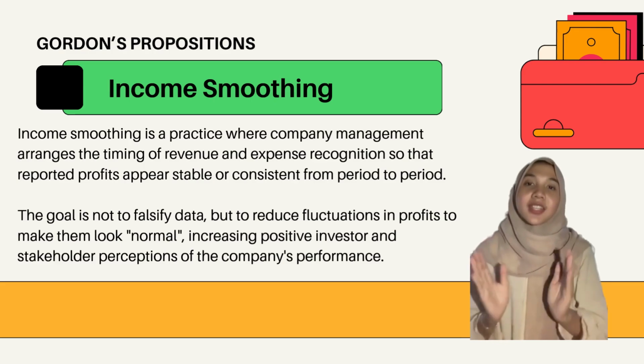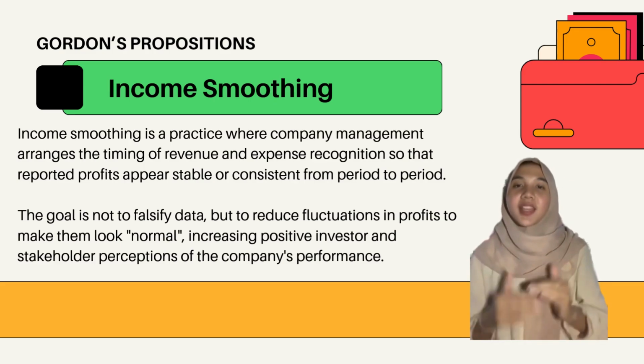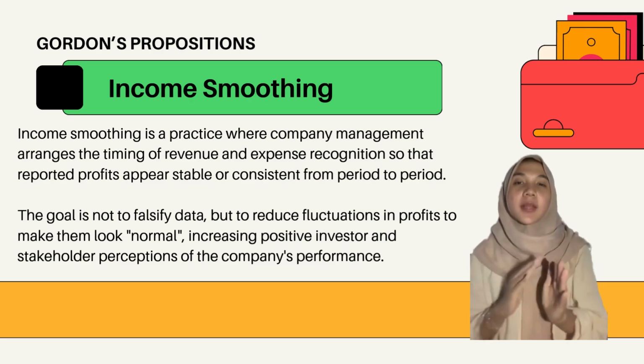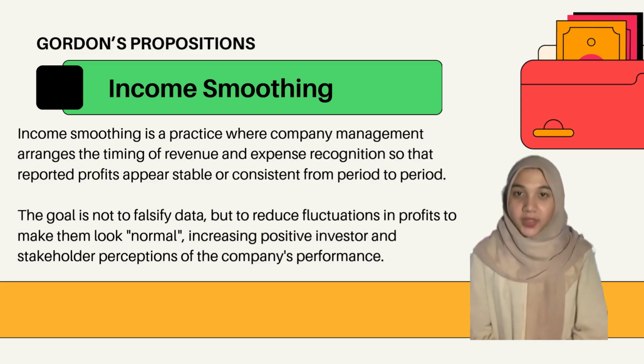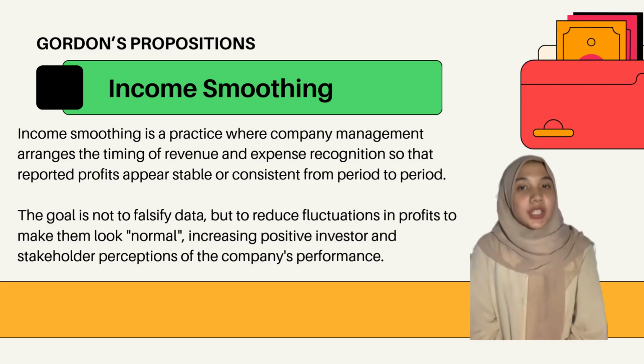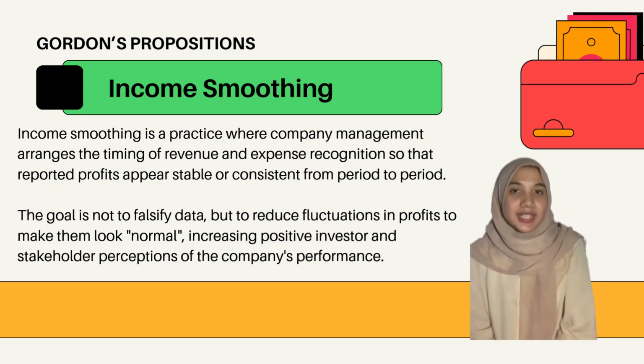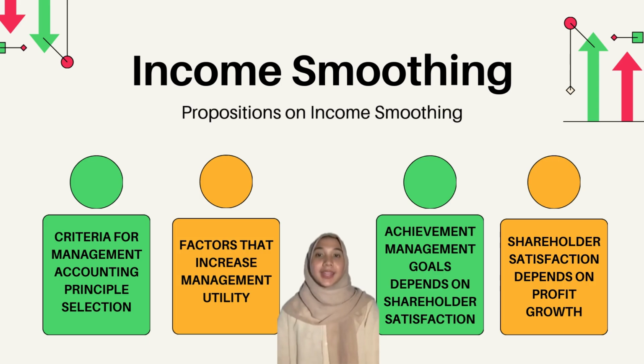Gordon's proposition on income smoothing. Economist and accounting expert Leonard Gordon formulated several important positions to explain why management performs income smoothing, especially from the perspective of utility or welfare, the personal interest of management. Now, the propositions on income smoothing. The first one, criteria for selection of accounting principle by management. Management chooses accounting principles based on the goal of maximizing its utility.